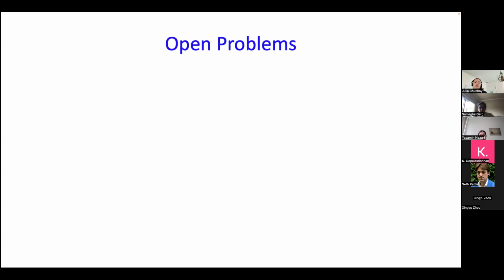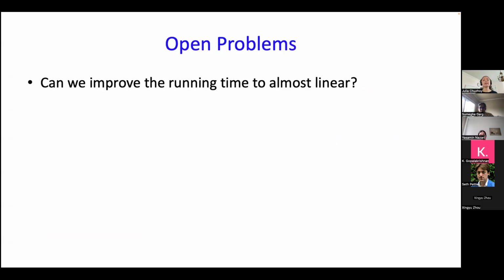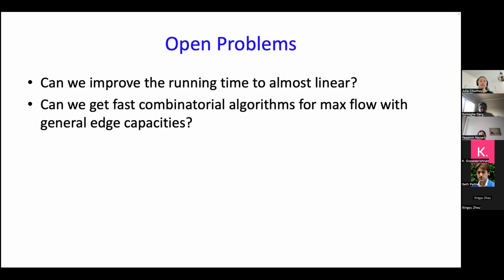And finally, open problems. The obvious open problem is that we want to get an algorithm for bipartite matching which is combinatorial, but the running time is almost linear. So it matches what we have for continuous techniques. Second question, can we get fast combinatorial algorithms for the more general max flow with general edge capacities?